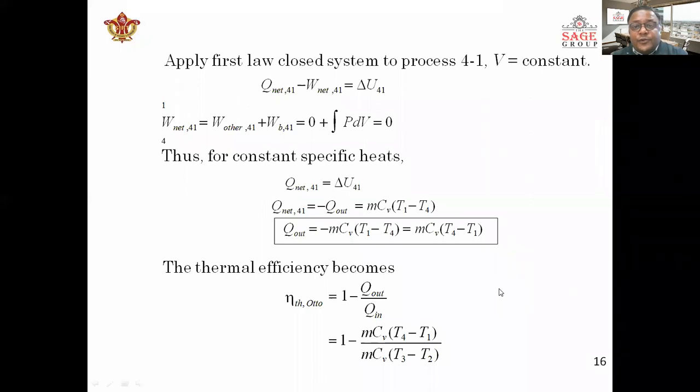Apply the first law to the closed system process 4 to 1, where the volume again remains constant, with constant specific heat. The net heat is rejected in the form of exhaust gases which flow into the atmosphere. The work done is 0. This is the formula: Q out is equal to mcv (T4 minus T1), and the thermal efficiency becomes 1 minus Q out by Q in, which is 1 minus mcv (T4 minus T1) upon mcv (T3 minus T2). This is the formula for the thermal efficiency.